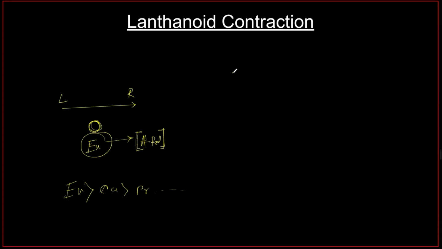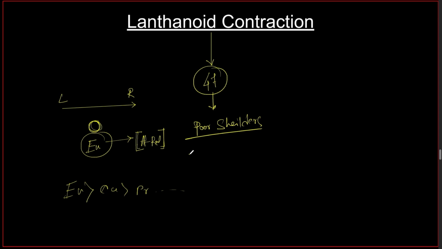The lanthanoid contraction happens basically because of what I told you at the start. It is the 4f series. Due to the 4f electrons, which are very poor shielders, their size starts to decrease. And in the middle there is Eu, which jumps forward, and then it continues like this.